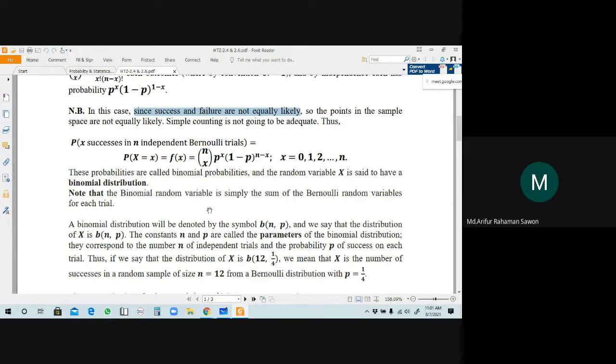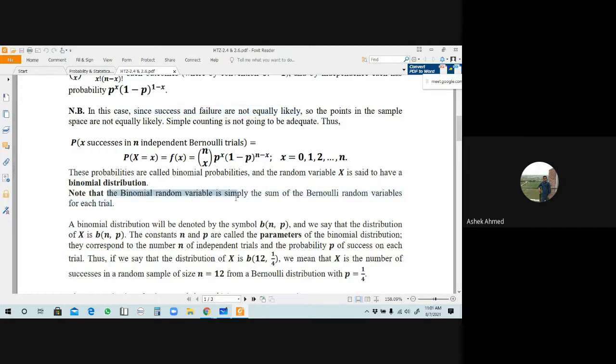Yes, sir. Okay. And if it is not the fifth side, that means it can be 1, 2, 3, 4 and 6, in that case the probability will be 1 minus 1/6, which is 5/6. Okay, can you say both success and failure are equal? No. One is 1/6 and another is 5/6. That is why success and failure are not equally likely here.